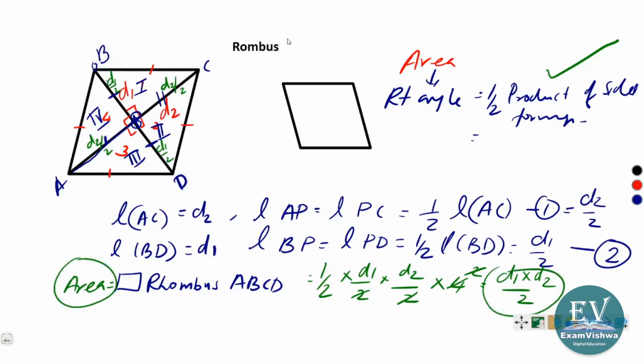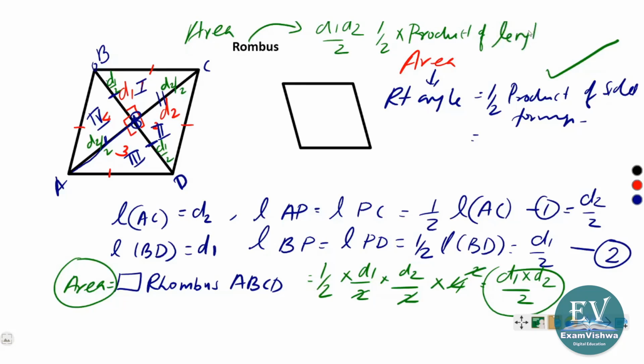How will we write that? Area of rhombus. What is it? Area of rhombus is calculated by the formula d1 d2 upon 2. In words, half into the product of length of diagonals, my dear students. This is the learning now.